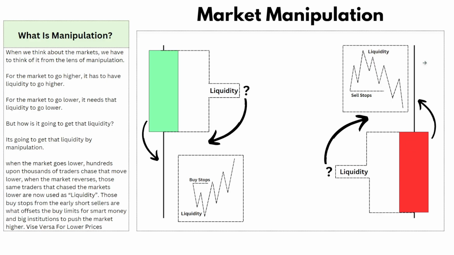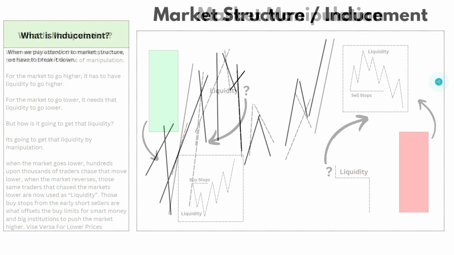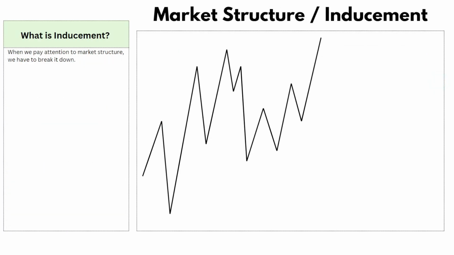Now that we understand the underlying manipulation within the markets and how the markets truly work, let's put this into a practical framework. Let's break this down even more when it comes to market structure. It's not always as easy as buy when the markets go higher or sell as the markets go lower, because that's exactly what they want you to think. Everyone would be rich if we just bought when it went higher and sold when it was lower.